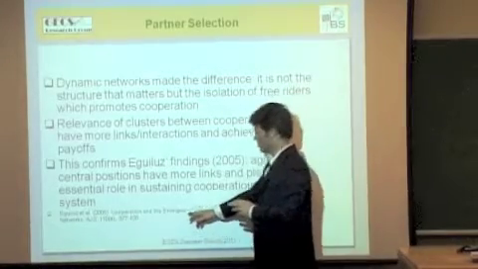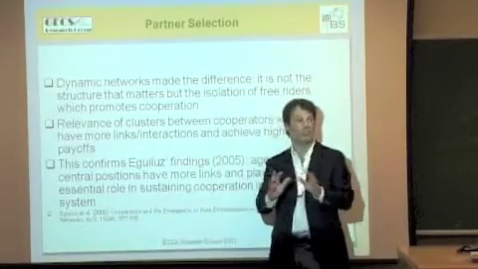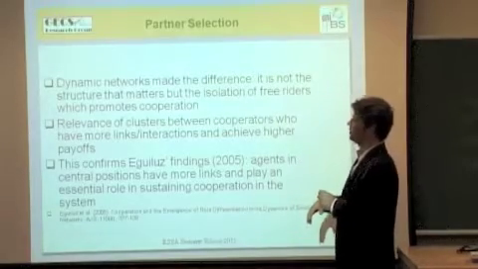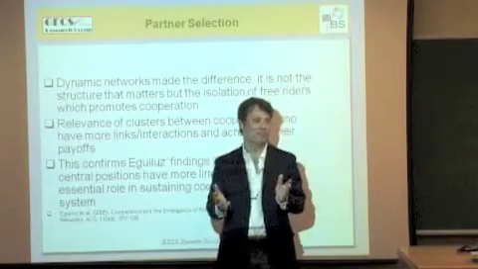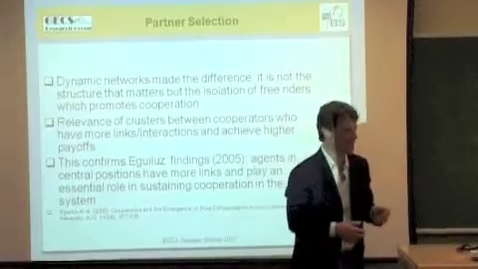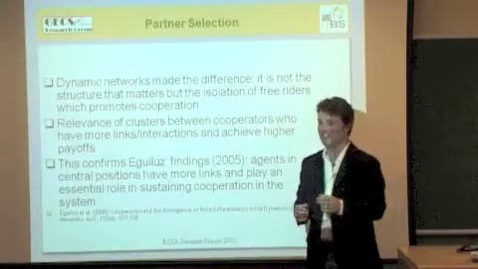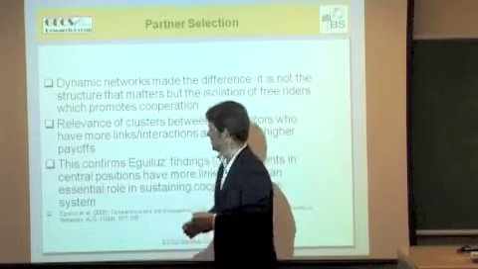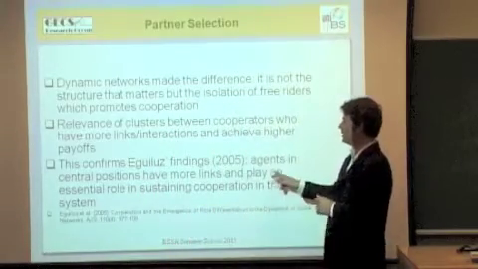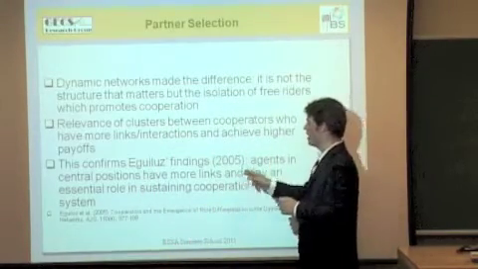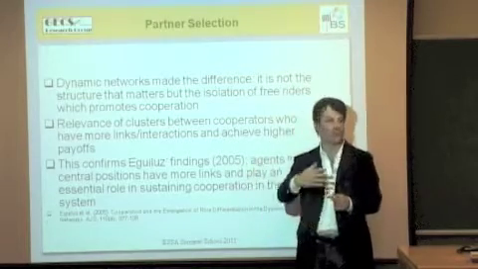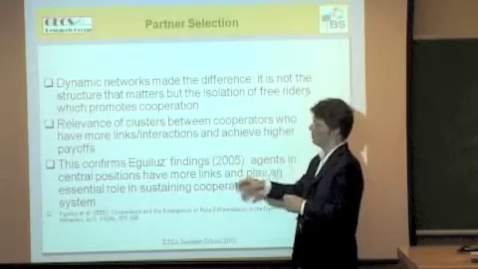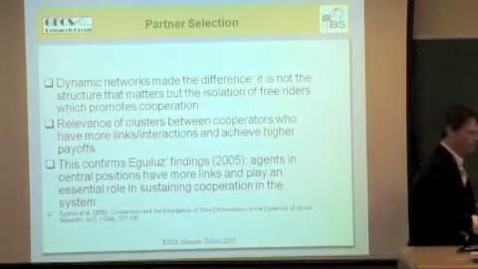There's a paper in 2005 about the same kind of thing. They found the same kind of results in a simulation model without experimental foundation. Someone will say, okay, they are smarter than you. They found the same insights without playing the game and collecting money for doing experiments. That's a good point. But anyway, the idea is that agents in central position in a network have more links and so play an essential role in sustaining cooperation in a network. So there's similarity between these results and our own.